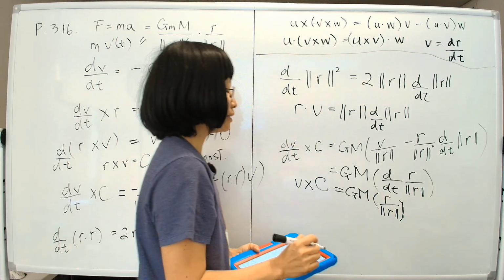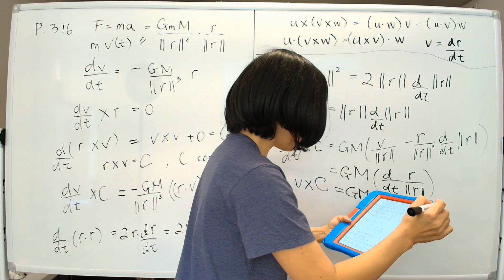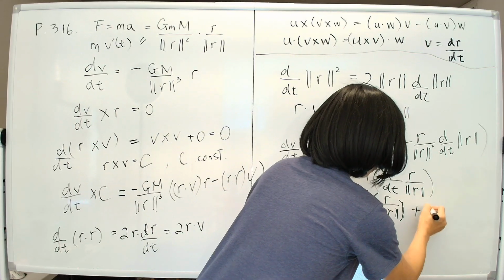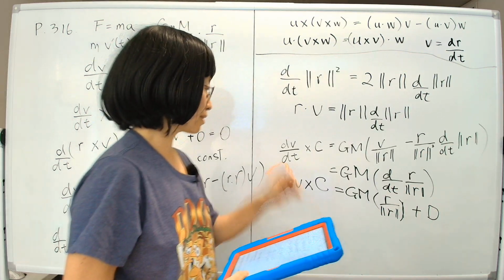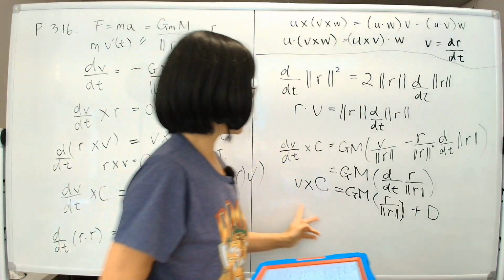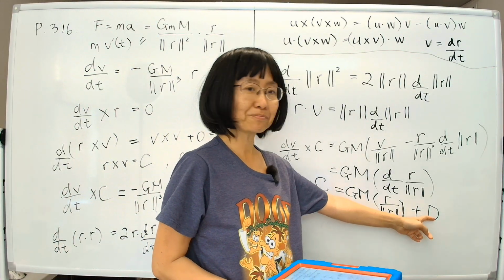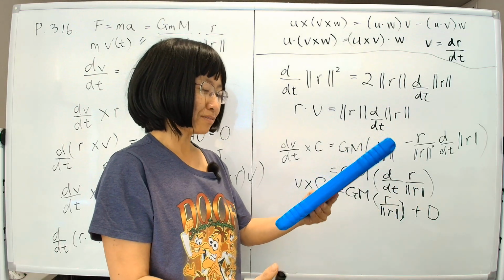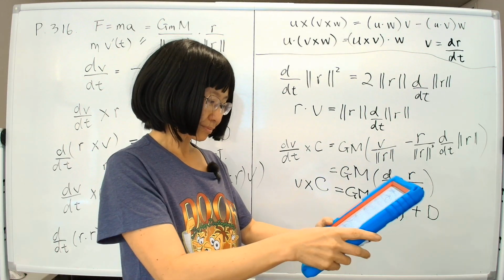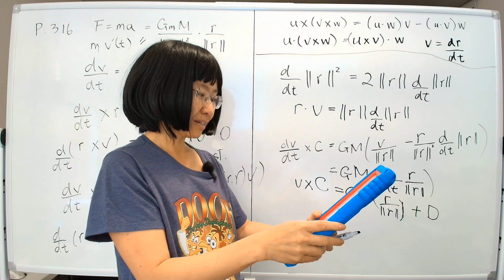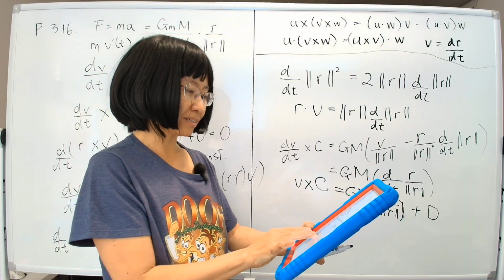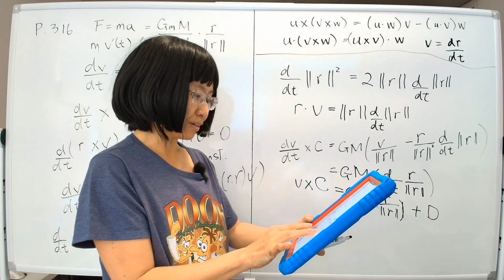Then you have to remember the constant of integration, right? It's an indefinite integral, so you can't forget that constant. So we have a constant, and so far so good, where d is the constant vector. Now we're going to solve for r.